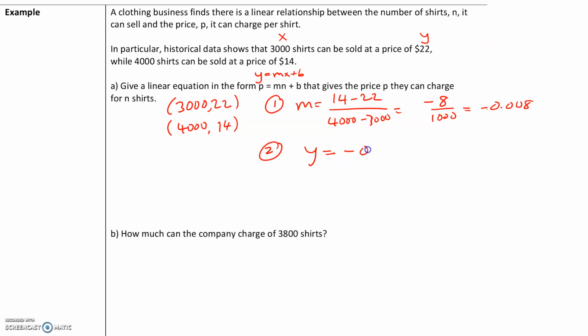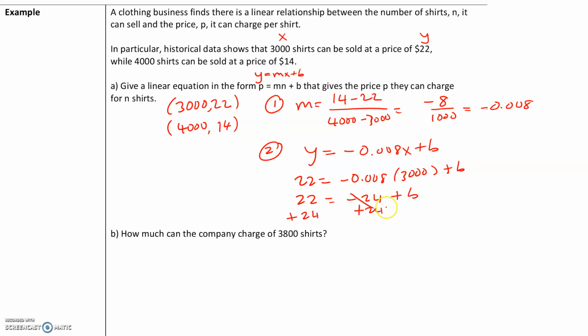Let's plug this in. We've got y equals negative 0.008 times x plus b. And I'm using y and x, but I'm going to change to p and n at the end. So let's plug in either point. Let's go with the first one. So the y value is 22, and the x value is 3,000, plus b. So if we take negative 0.008 and multiply that by 3,000, this gives you negative 24. So we have 22 equals negative 24 plus b. We will add 24 to both sides, and this will give you b is equal to 46.